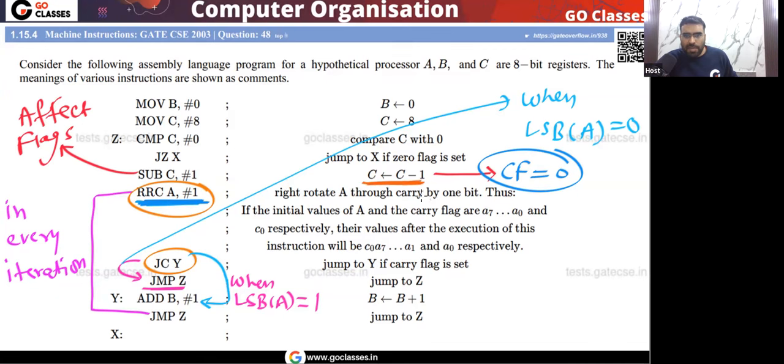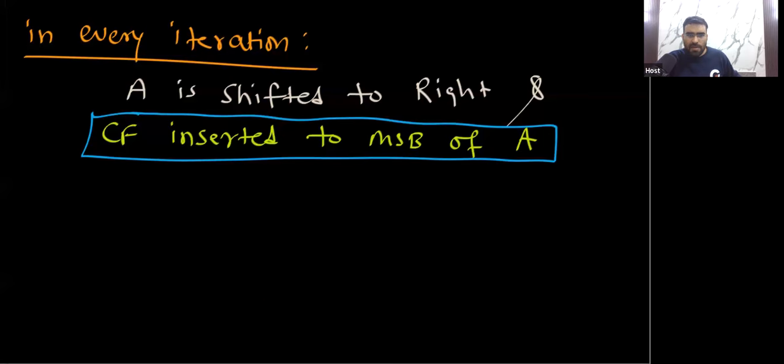Because you are doing C minus 1, the C value is always greater than or equal to 1 whenever this instruction is executed. For example, 8 minus 1, 7 minus 1, 6 minus 1, 5 minus 1, 4 minus 1, 3 minus 1, 2 minus 1, 1 minus 1. So this is what I'm saying: the carry flag before the RRC instruction is always 0. Is this point clear? Let me know.